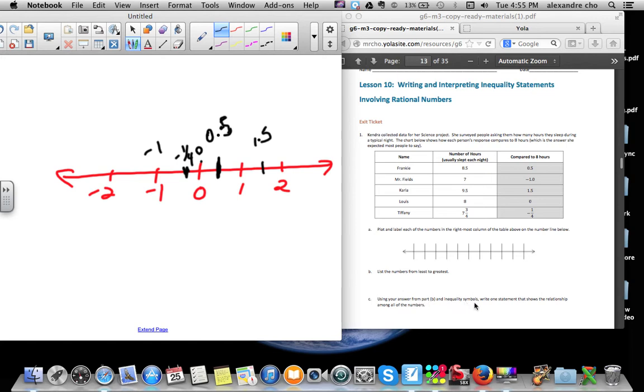Using your answer from part B and inequality symbols, write one statement that shows a relationship among all the numbers. Oh, you can do this. We haven't done this in class, but you can write it like this. Negative 1 is less than negative 1/4, which is less than 0, which is less than 0.5, which is less than 1.5. Okay?